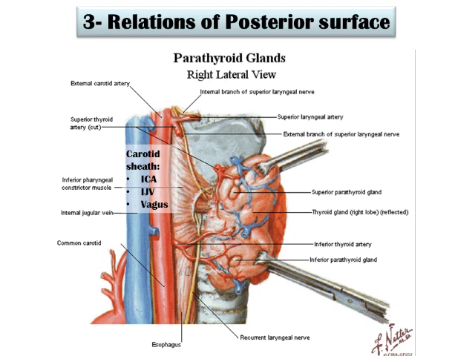Relation of the posterior surface. This surface is related to the carotid sheath. The carotid sheath is a layer of the deep cervical fascia enclosing a neurovascular bundle, extending from the base of the skull above to the arch of the aorta below. The contents of this sheath are the internal carotid artery medially, the internal jugular vein laterally, and in between, the vagus nerve. This sheath separates the lobe from the prevertebral muscle.